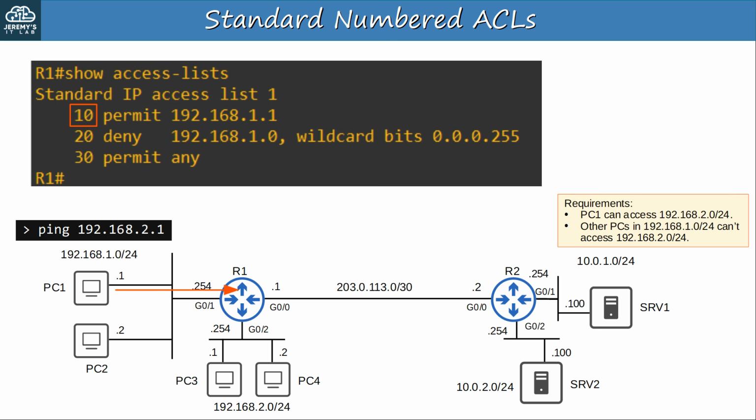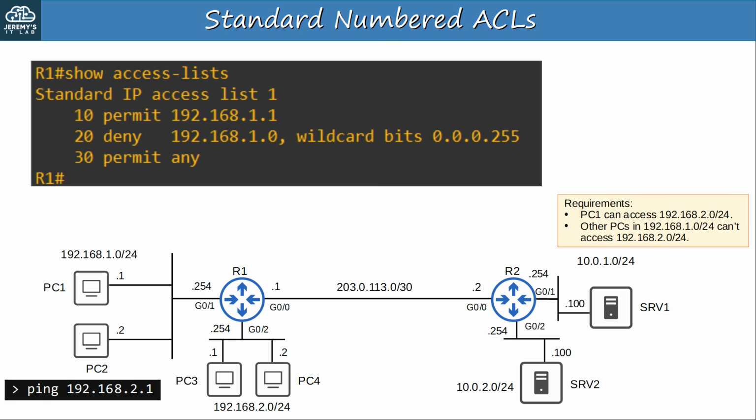It starts at the top with entry 10. Permit source IP 192.168.1.1. The ping source is PC1, 192.168.1.1, so that's a match. It will take the action, which is to permit the packet, so it forwards it to PC3. PC3 will be able to reply, because there is no ACL blocking the return path from PC3 to PC1.